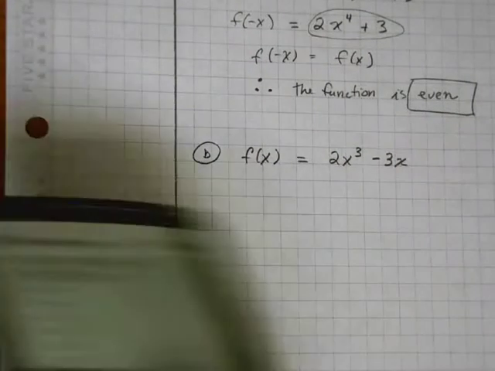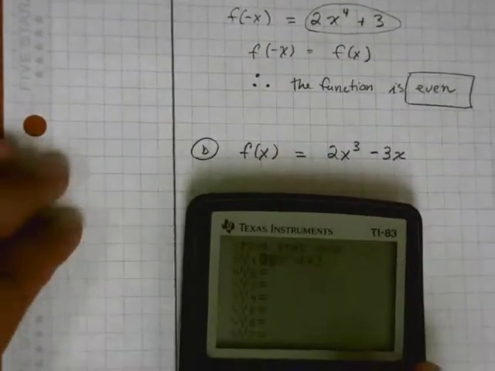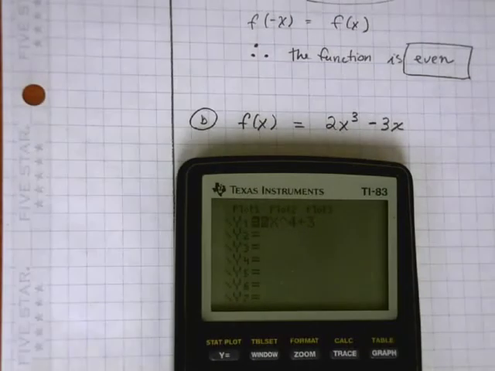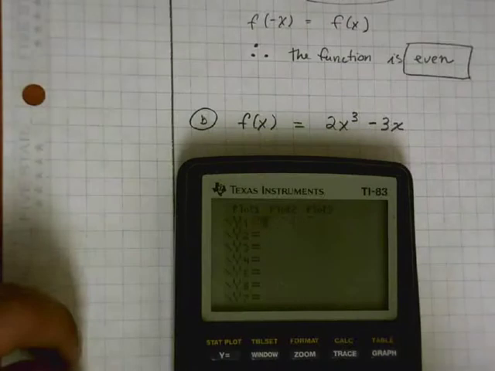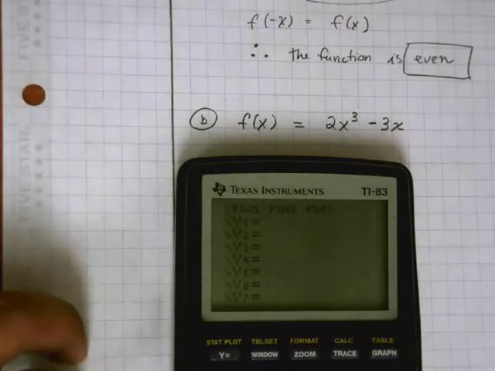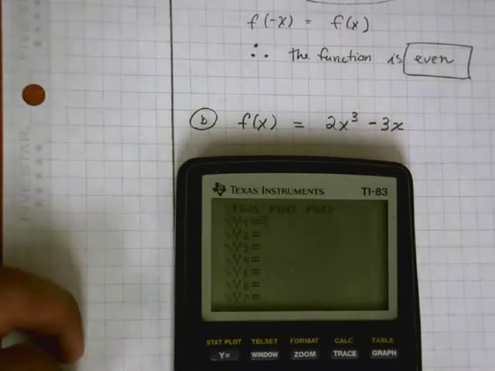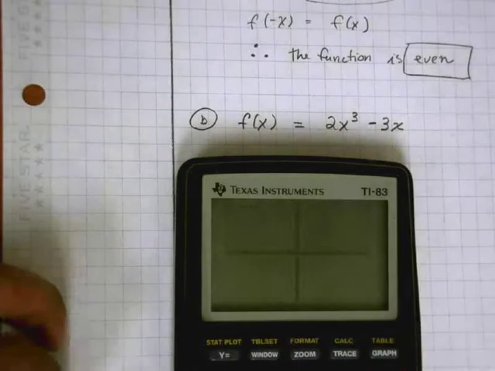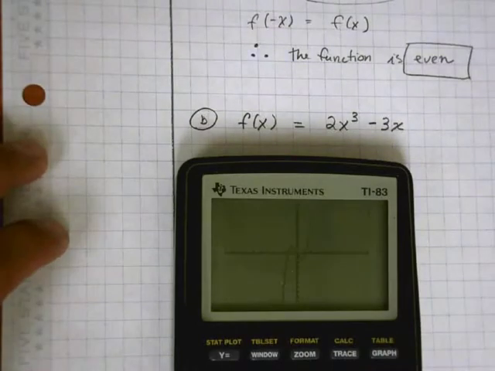And once again, first thing that I'm going to do here is graph it, because it's going to give me a much better idea of where to start. I can just go ahead and try the definition for an even function, and then try again for the odd function. But having a graphical representation of this is going to give me a much better idea. So I'm going to type in 2x to the third minus 3x and hit graph.